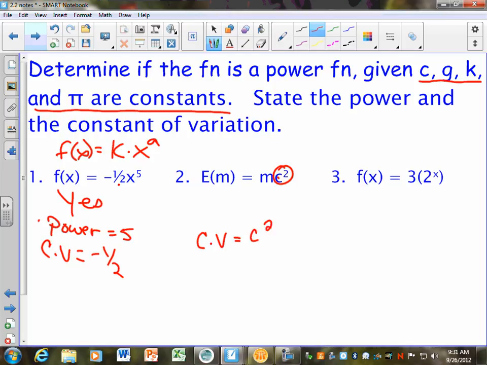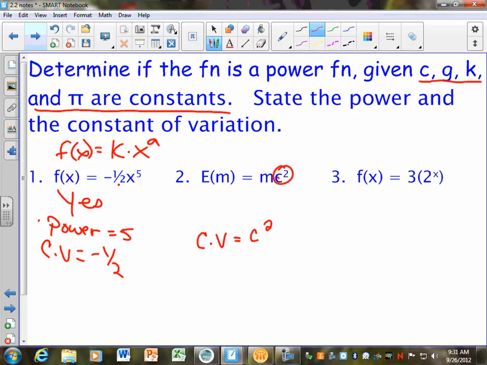E equals mc squared. You know what that stands for? Albert Einstein, right? That's his little equation. Mass and energy, I don't know. If it was GC squared, then those would all just represent numbers in this problem, and it would not be a power function.